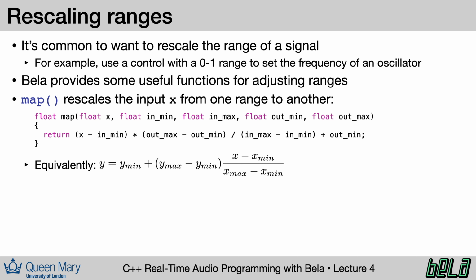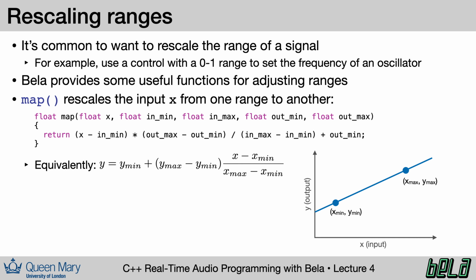The map function implements this equation, where x is our input value, y is our output value, xmin and xmax are our input range, and ymin and ymax are our output range. This is the equation for linear rescaling of a parameter. Let's take a visual analogy.